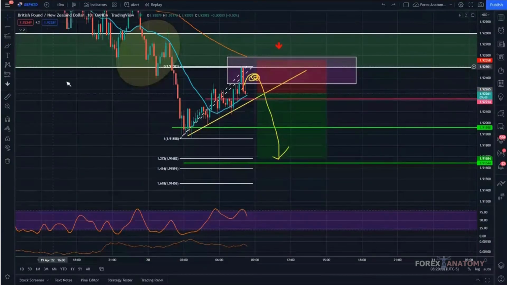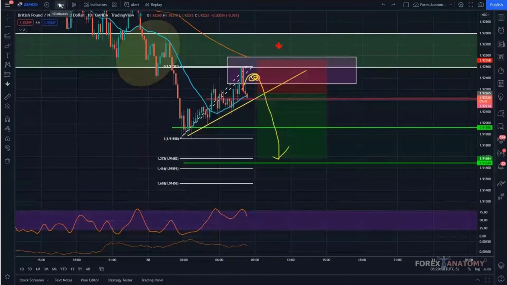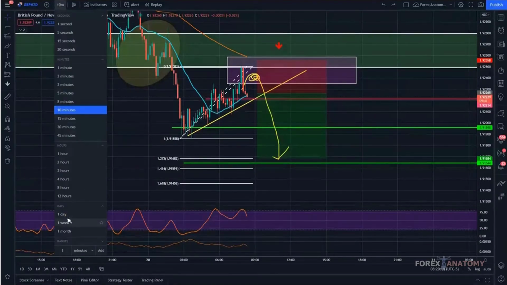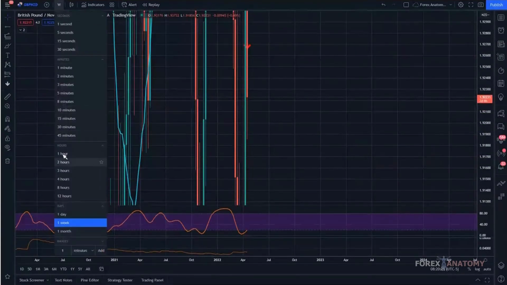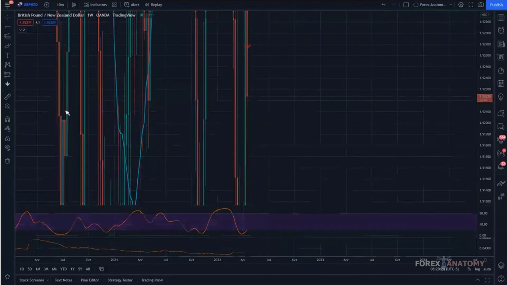Now let's do our top-down analysis. Let me do one pair for the sake of time, because I know we're running kind of slow. As well, let me go back. I forgot to give you guys the target for that. Let's go back to the 10-minute.